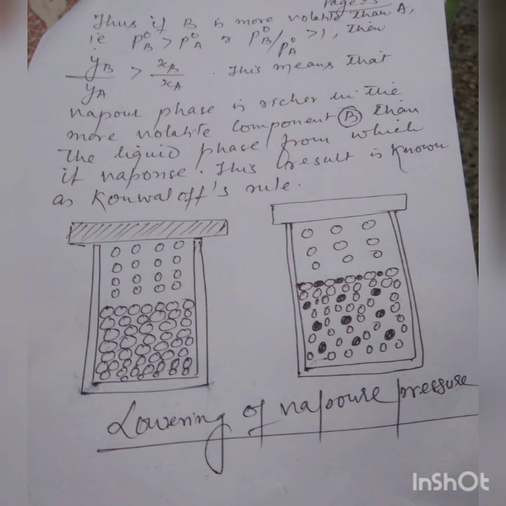On page number 5, thus if B is more volatile than A, that is P naught B greater than P naught A, or P naught B divided by P naught A greater than 1, then Yb upon Ya is greater than Xb upon Xa. This means that the vapor phase is richer in the more volatile component B than the liquid phase from which it vaporizes. This result is known as Konowalov's rule. Lowering of the vapor pressure figure is given on page number 5.